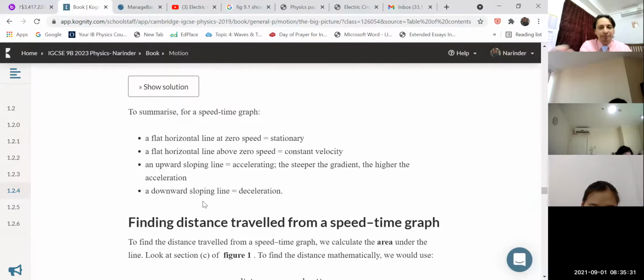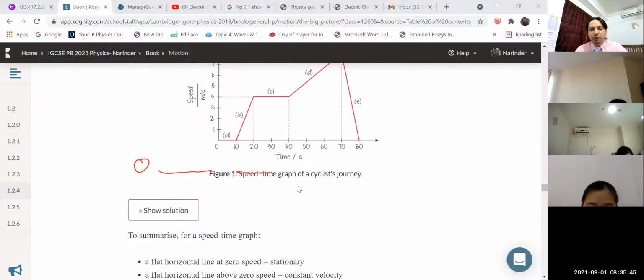Come to point number 3, children. We are here. An upward sloping line. It means accelerating. It's accelerating, children. Now, in a speed-time graph, whenever you find an upward slope, as in section B, here it is an upward slope. So what kind of motion is this, children? Can you tell me, is the speed of the object constant or the same?